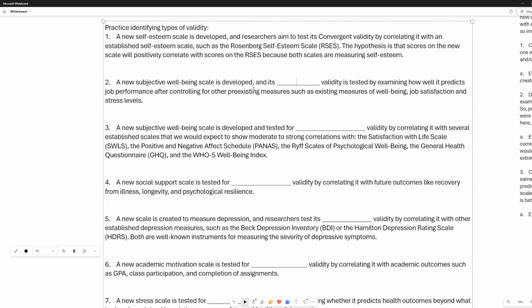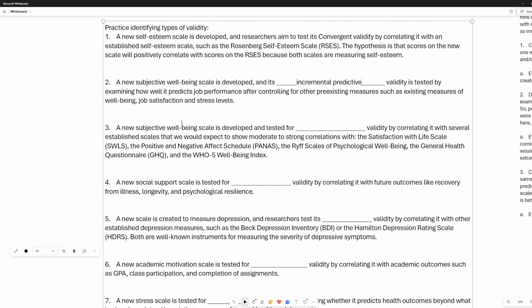But then I also want to point out here, it says after controlling for other pre-existing measures. Well, that bumps us up to what is called incremental validity, because this is asking, does this thing predict, and not only does it predict, but does it do it better than existing measures? So it's predictive validity, but in this case it's specifically incremental predictive validity.